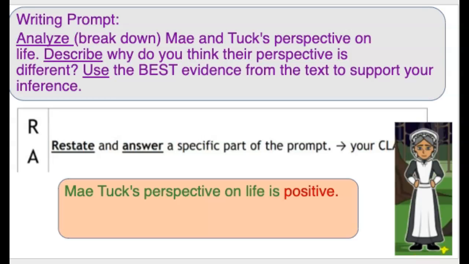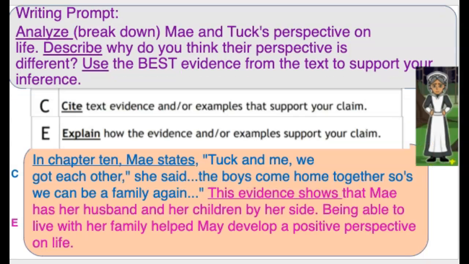So first let's start with our R and A. We're going to restate part of the prompt and answer a specific part of that prompt. For this model, we're just answering about May's perspective on life. So here we've got May's perspective on life is positive. Can you identify the R and the A in that claim? Cool. So let's move on to the C and the E of RACE.